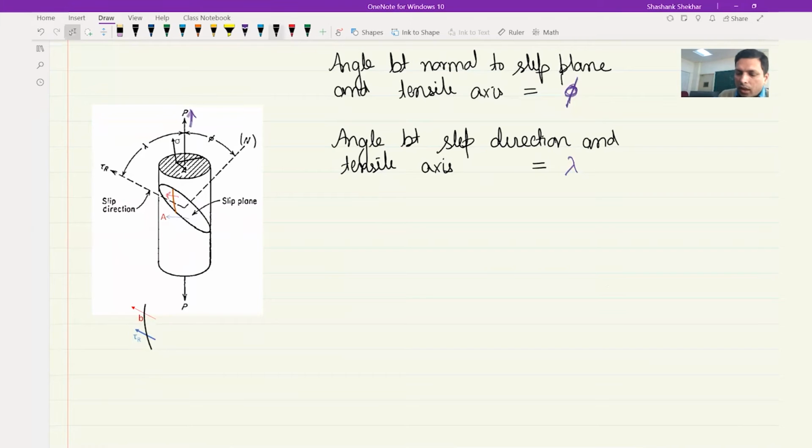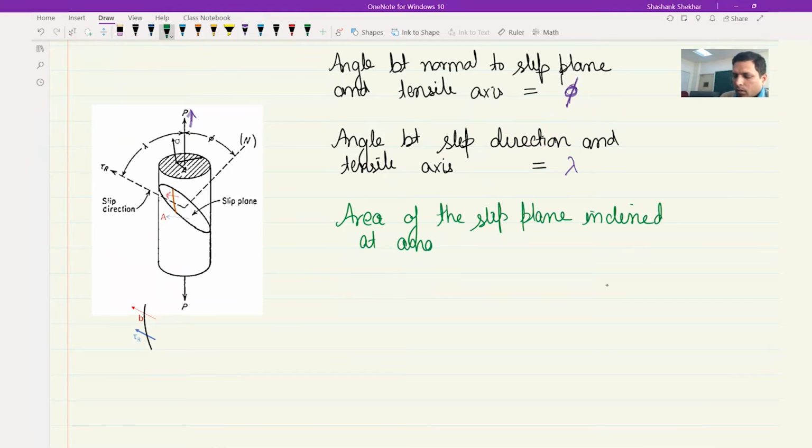Let's see how. Now we have the area of the slip plane. If this is the system, then the area of the slip plane is large. This is the slip plane now in this oblique orientation, which would mean that the area of the slip plane, which is inclined at angle phi, is given by A by cos phi, where the original area is A. So this area was A, not this one. This is A by cos phi.